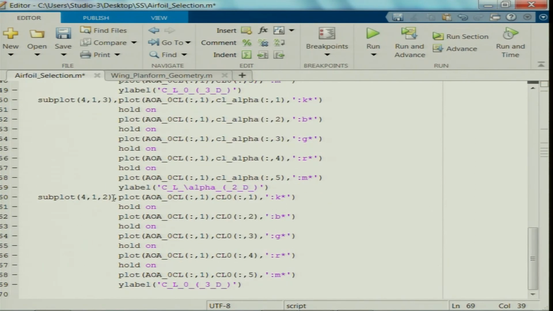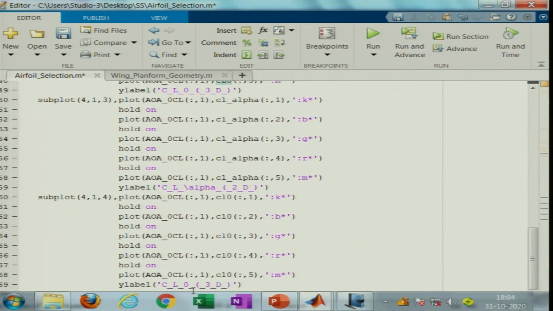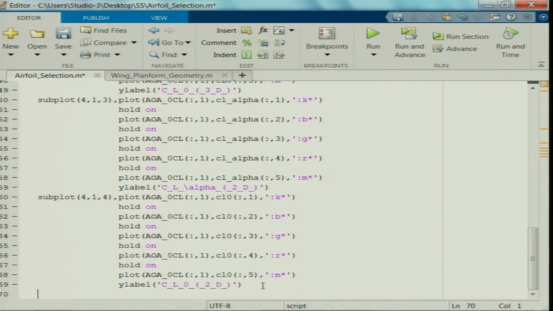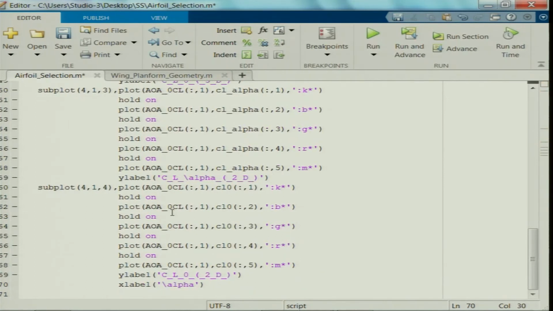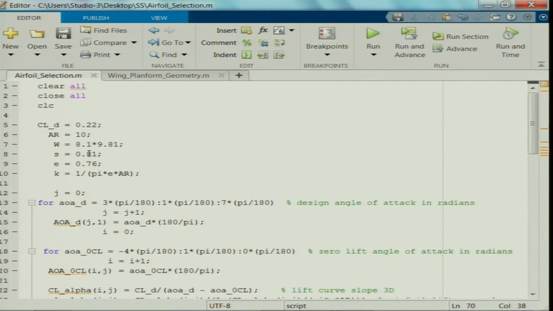And then the final plot is about CL naught, CL naught 2D, and the X label is alpha at which CL is 0, backslash alpha underscore C underscore L. Okay, so let us see. Just before doing this I will try to give this input so that I will understand the code is initiated.